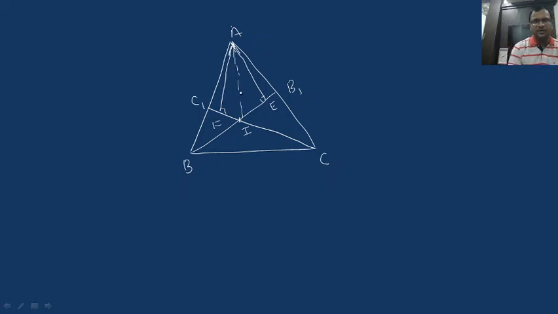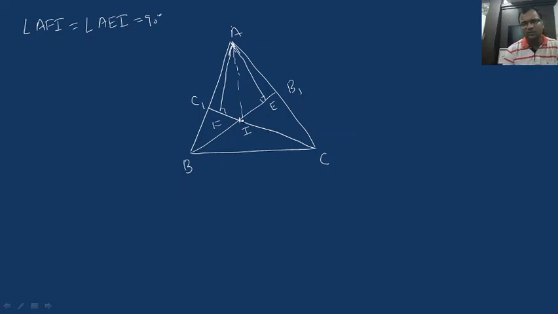Now if we join A to I, then we can observe that angle AFI equals angle AEI equals 90 degrees. If these two angles are 90 degrees, it means that the line segment AI subtends equal angles at points F and E. Therefore, we can say that these 4 points A, F, I, E are concyclic.